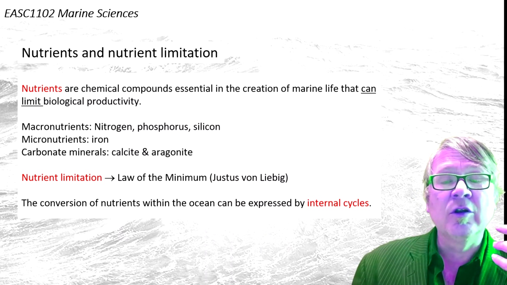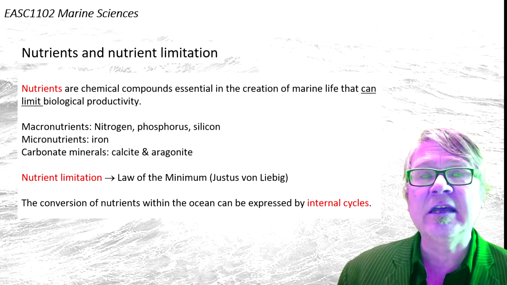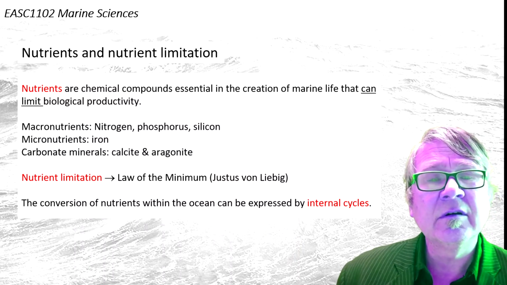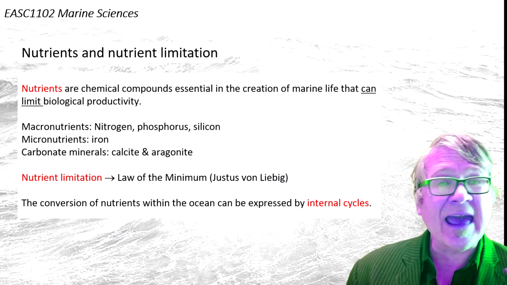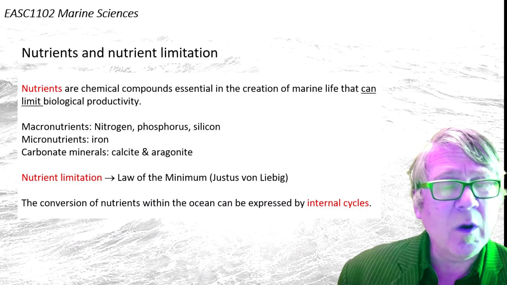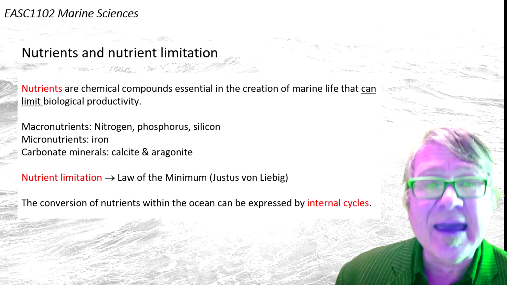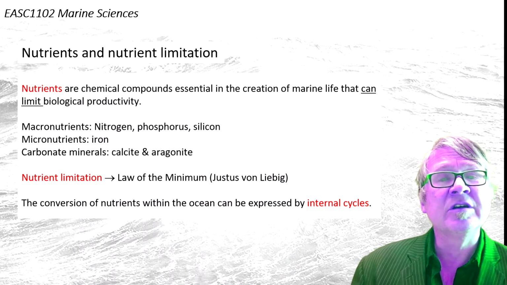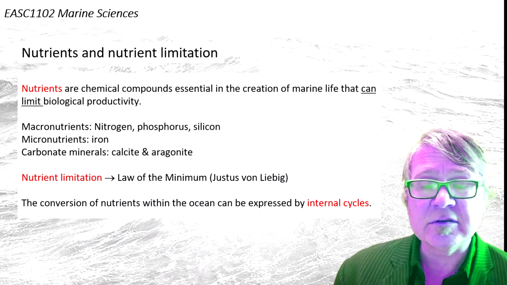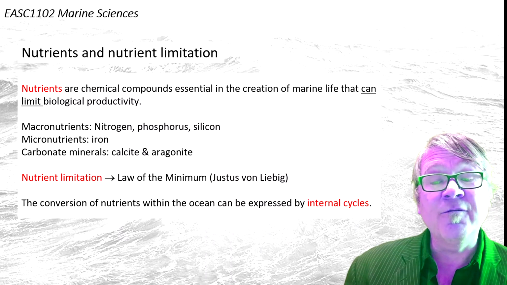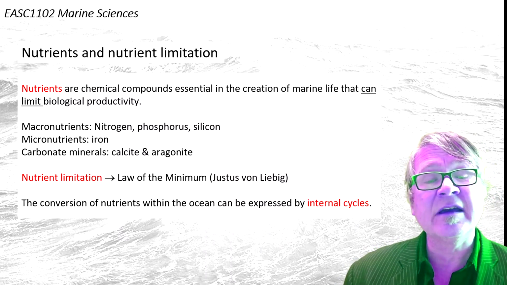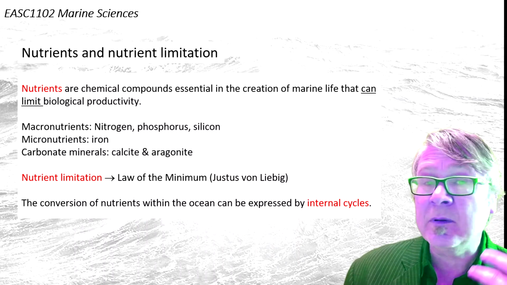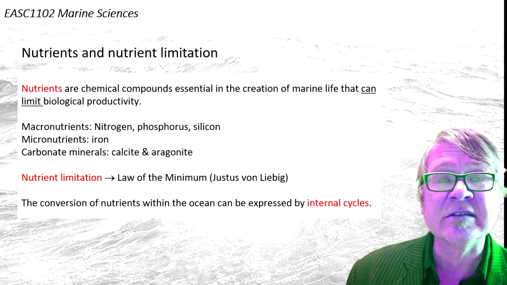And this follows the law of the minimum from Justus von Liebig. What it means is that from all the nutrients that you have, if one is limited, it can limit the entire productivity. So you need sufficient amounts of all nutrients. The conversion of nutrients within the ocean can be expressed by internal cycles, and we'll be discussing a couple of these internal cycles now on the next slide.